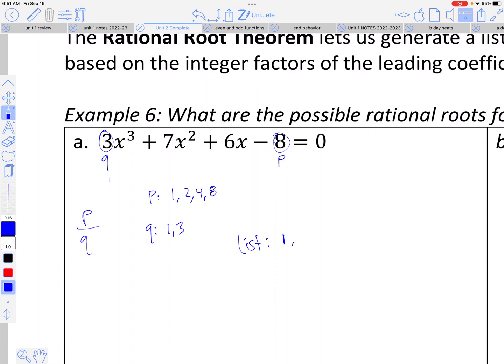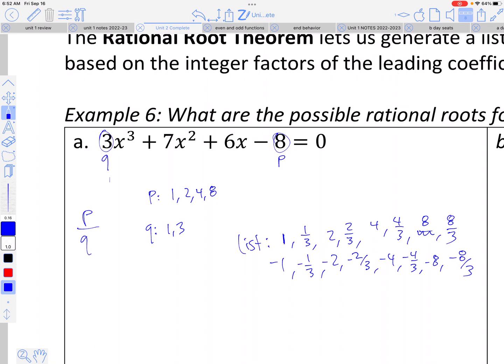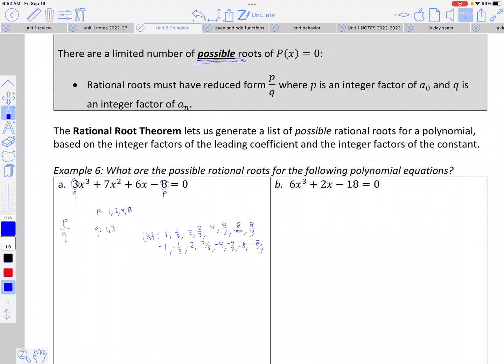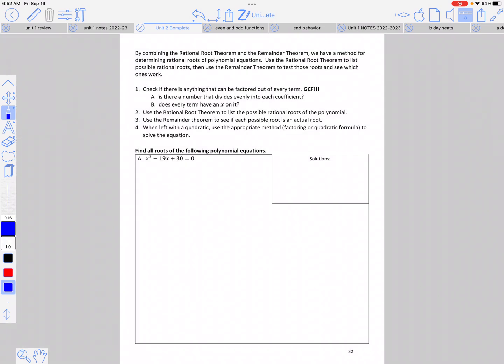So 1 divided by 1 is 1. 1 divided by 3 is 1/3. 2, 2/3. Right? 4, 4/3. 8, and 8/3. Got a little excited about the 8/3. And remember, for every positive possibility, there's a negative as well. So some people just do plus or minus in front of each one instead of rewriting the list. Totally up to you. Okay, there's our list. So then our next job would be to check it on the remainder theorem, either by hand or on our calculator, but I just wanted to review how to get that possible list.